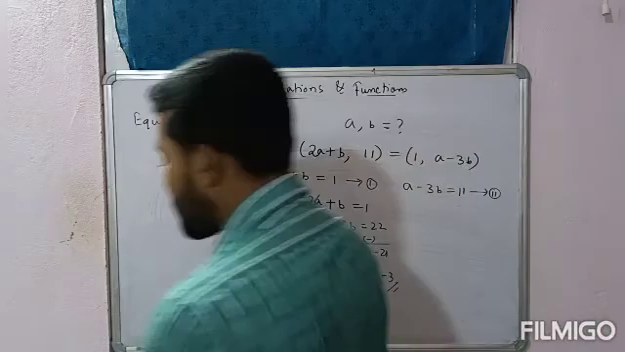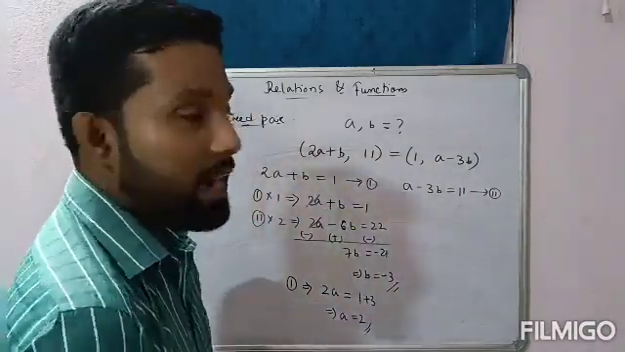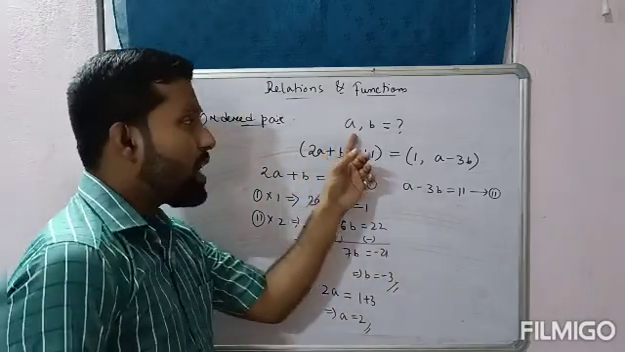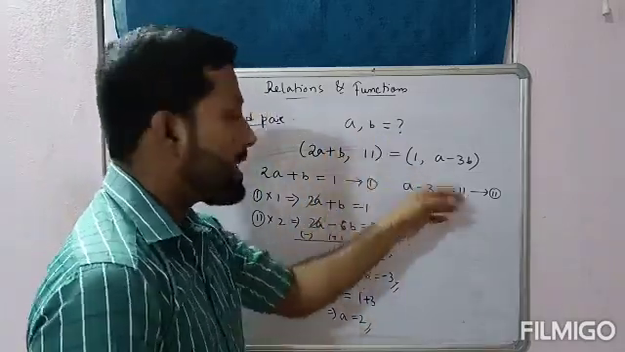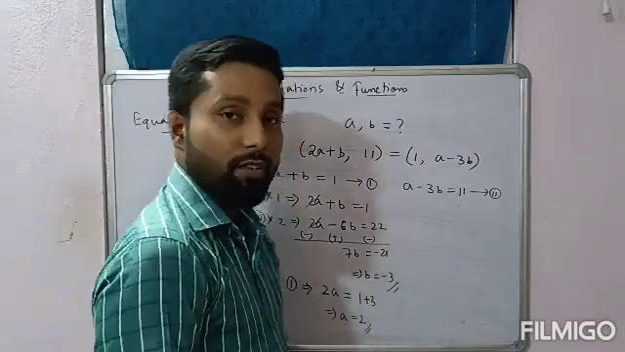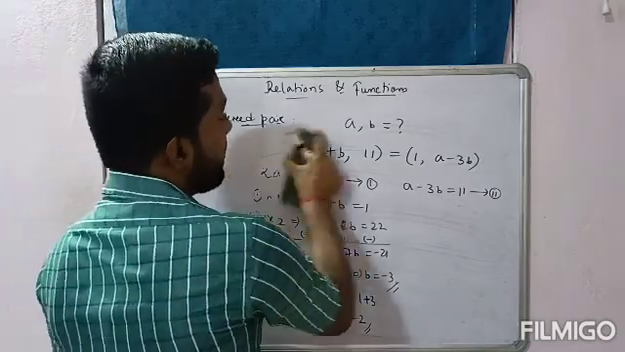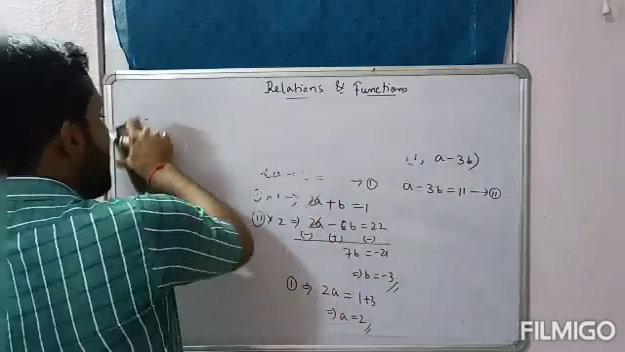Okay. A short question can come from here. If such a model question comes, this will be a short question only. All right. So for what values of A and B the two pairs are equal? A equal to 2 and B equal to −3. Okay. So this is one example of equality of two ordered pairs.